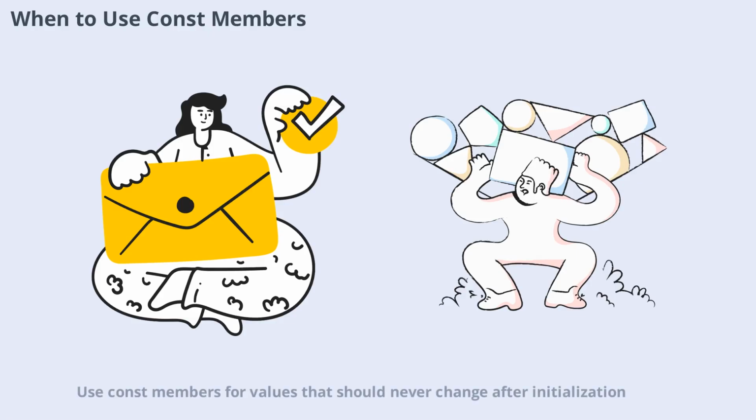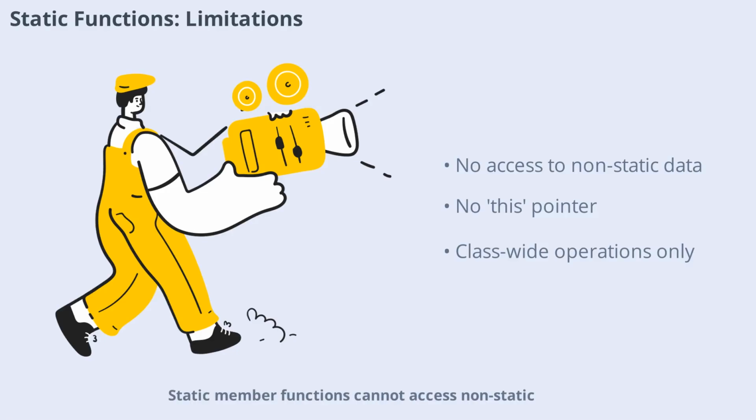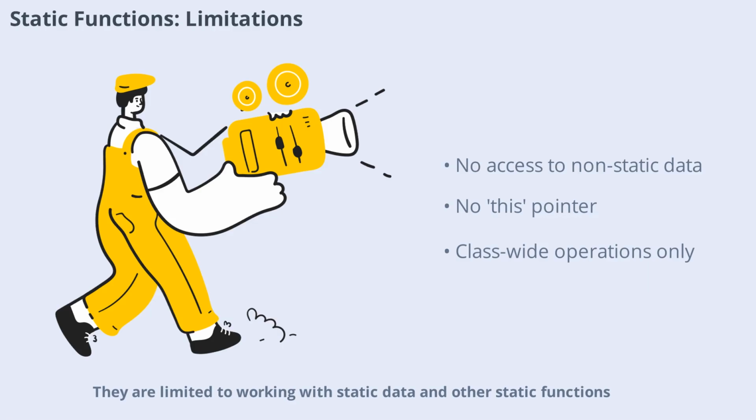Use const members for values that should never change after initialization, such as IDs, constants, or read-only configuration. Const member functions are perfect for operations that only need to read data, ensuring that your objects remain unchanged and your code stays reliable. Static member functions cannot access non-static data members or use the this pointer. They are limited to working with static data and other static functions. This restriction ensures that static functions only operate on class-wide information, not on individual object data.